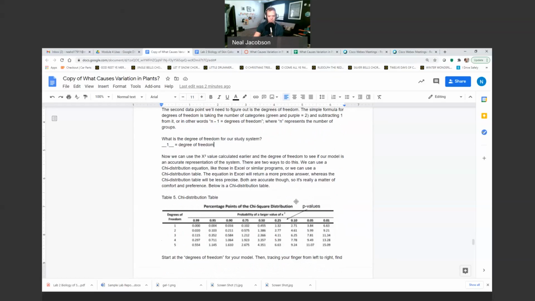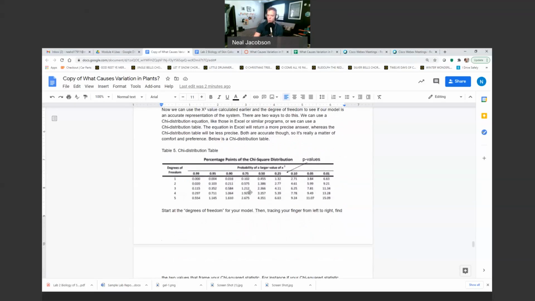Excel is more precise because it's mathematical, computer-based. This table is accurate, but not as precise because the values won't be returned to you in a precise way. So it's just a matter of comfort and preference. But we can do it on both. So that's what we're actually going to do here.